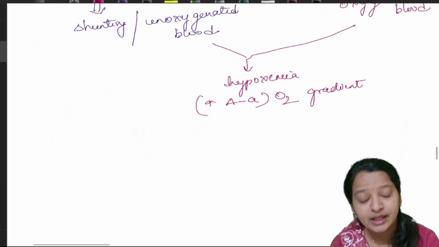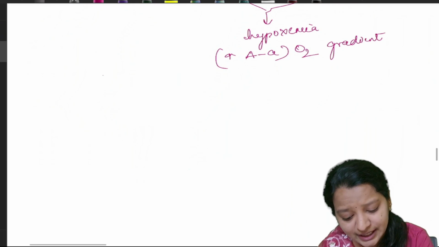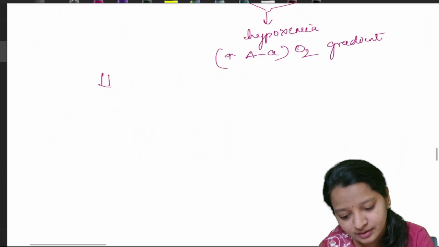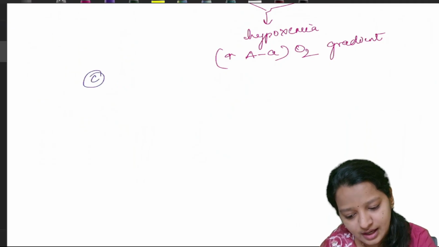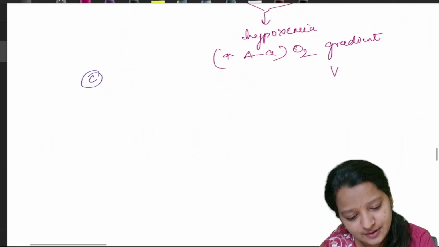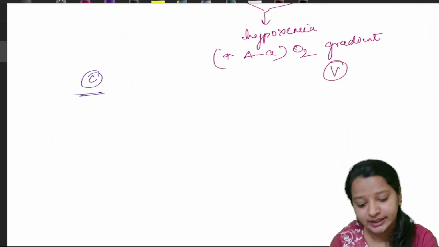So what will be our goal, or what we have to do, for the collapsed lung? This is the collapsed side, and this is the ventilated lung. For the collapsed lung, we have to maintain the HPV.